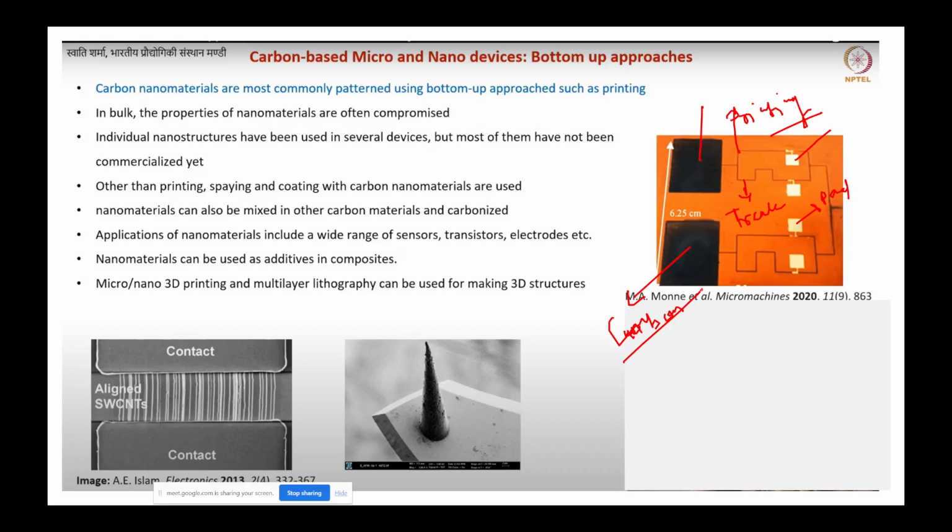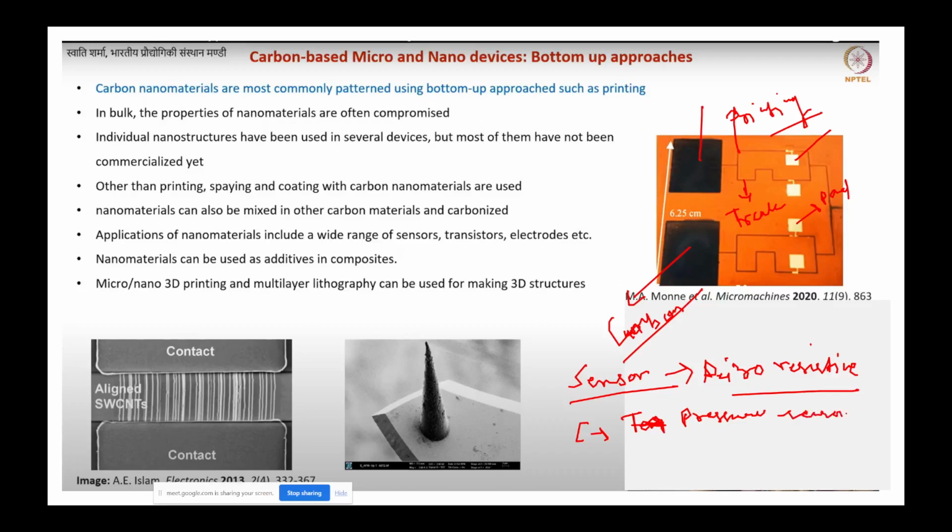So basically the main phenomenon of these nanomaterials, if you are using them in sensor applications, is that they are piezo-resistive. So this is mainly a piezo-resistive kind of material. Suppose you are using carbon, then you can use this as, let's say, a pressure sensor.